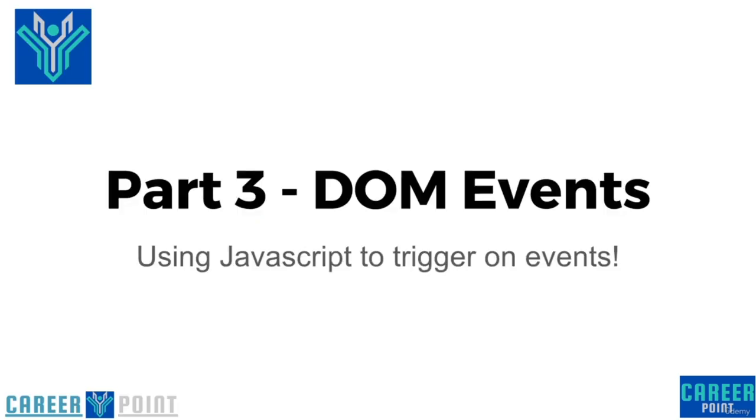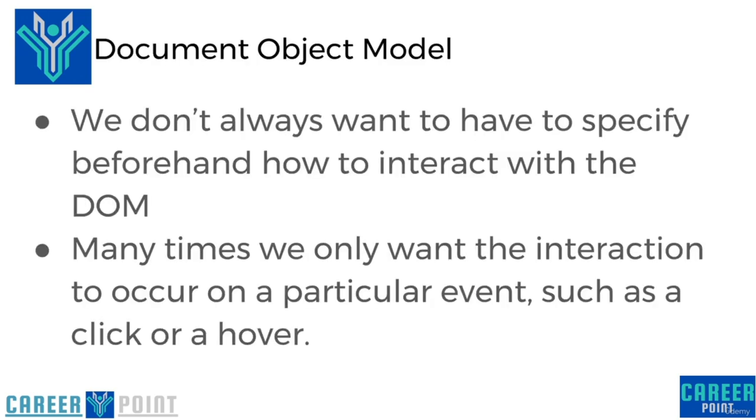Hello, everyone, and welcome back to Part 3, Document Object Model Events. We're going to learn how to use JavaScript to trigger on events. So we don't always want to have to specify beforehand how to interact with the document object model. It's unrealistic that we're going to be editing the console every single time, or that we'll magically know in the JavaScript what we want to actually interact with.